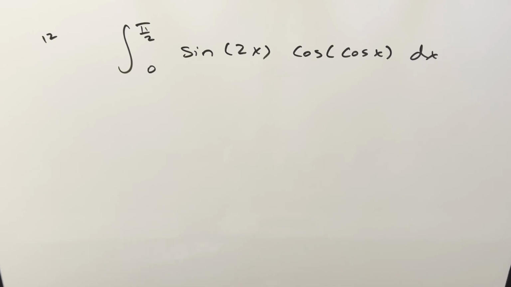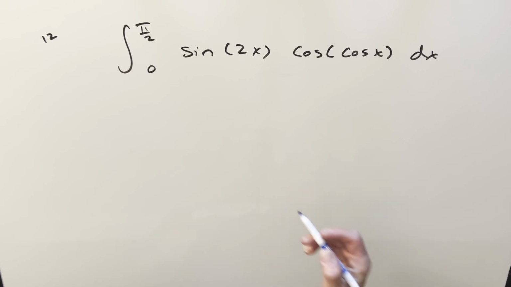Okay, we have here today another integral. This one's from MIT Integration Bee 2020, number 12. We have the integral from 0 to pi over 2 of sine 2x cosine of cosine x dx. Okay, I think there must be multiple ways on this one, even though I only looked at one way.